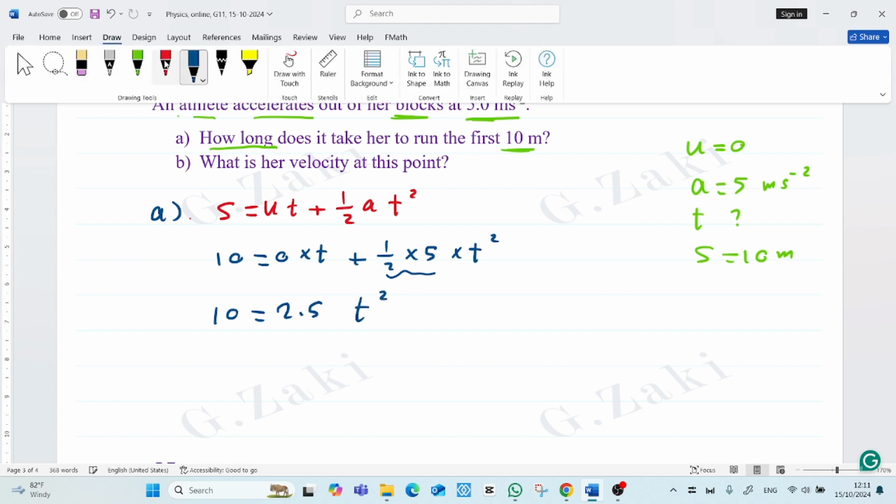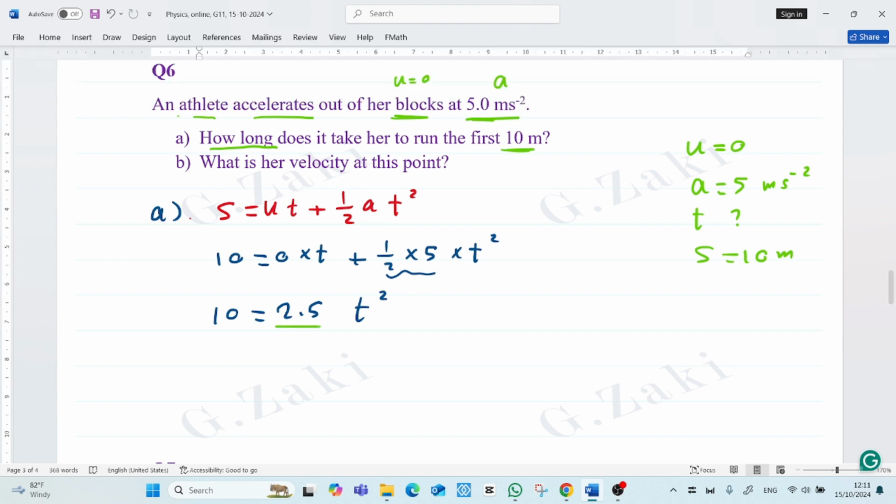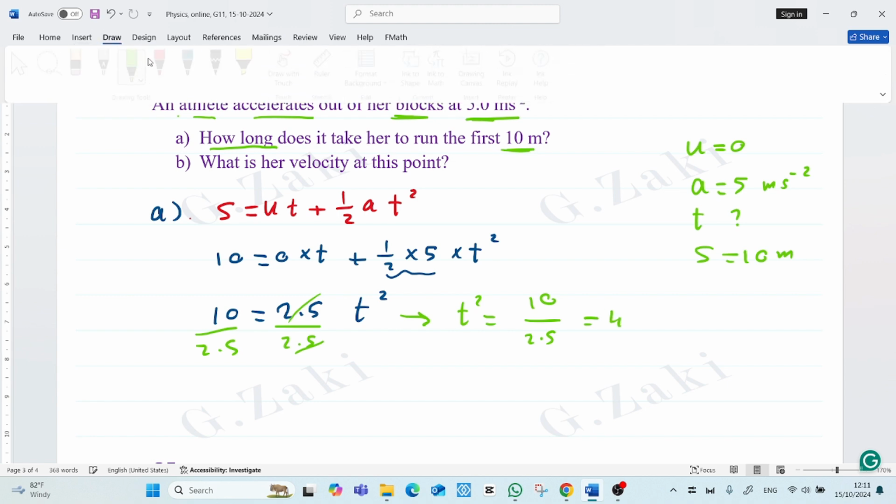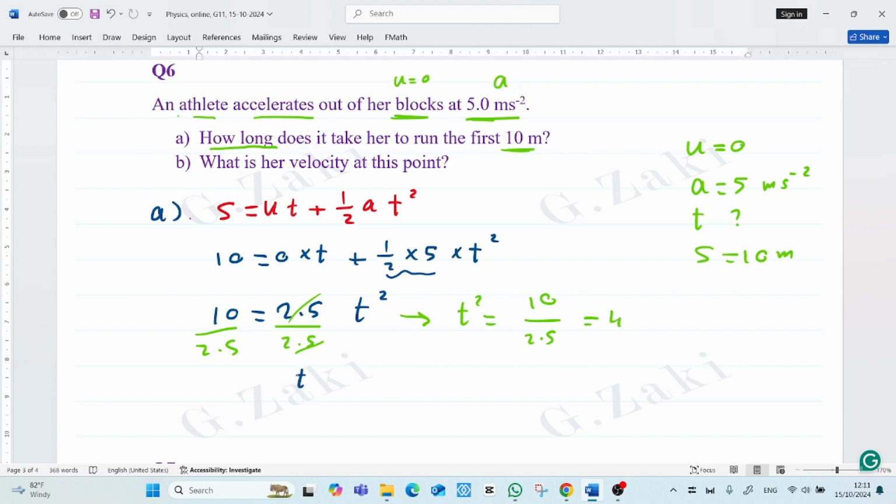To get T, we need to divide by 2.5 both sides to cancel this. Then from this equation, we can get T squared. It's 10 divided by 2.5. It's 4. Now, take the square root. Because the time must be positive, we take the positive square root of 4, which is 2 seconds.